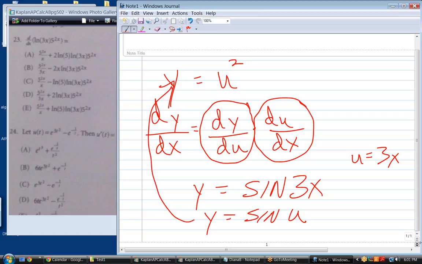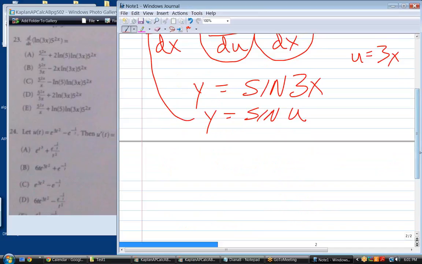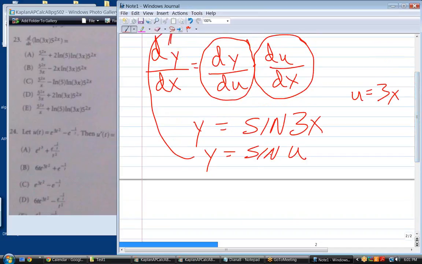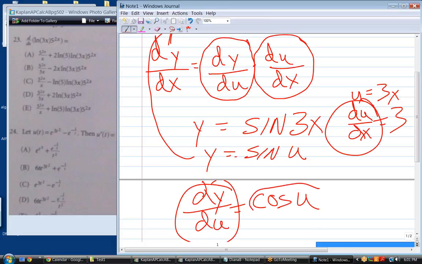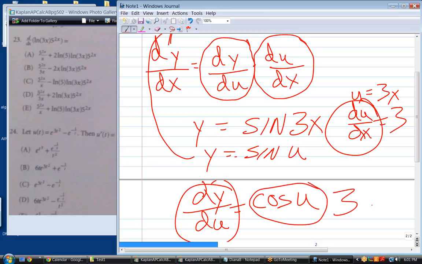So if I wanted to differentiate this, I'd have to find dy du. Well, dy du is cosine of u. But what is du dx? That's 3. So it would be dy du times du dx. So it's the derivative of the outside times the derivative of the inside. So it'd be 3 cosine of 3x, since u is 3x. Okay? So that's the way the chain rule works.